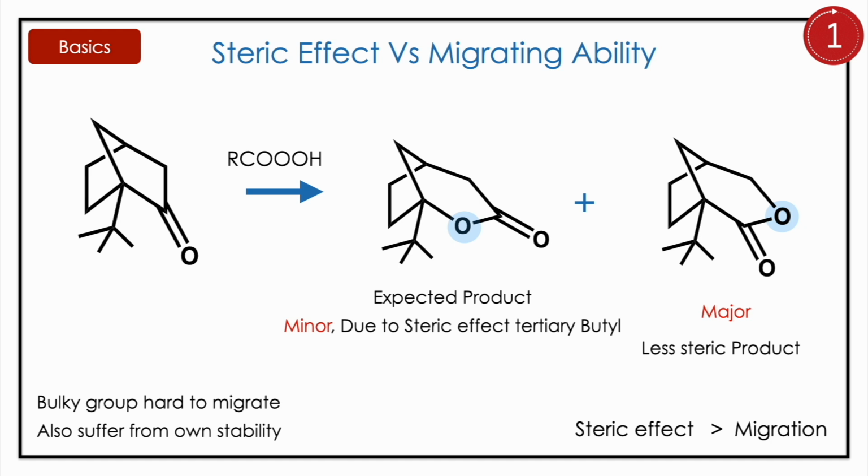Then a short note on steric effect. It can affect the migrating ability. You would expect the cation stabilizing species to migrate, but a bulky group cannot migrate as well. Here, in the bicyclic system, there is a tertiary butyl on the bridged carbon. So the approach and migration is harder. So the minor product becomes the major product here. The major product is ring expansion on the other side. So steric effect can dominate the migration. Whenever you see steric effect, avoid it. Find the major product which is the less sterically hindered product.